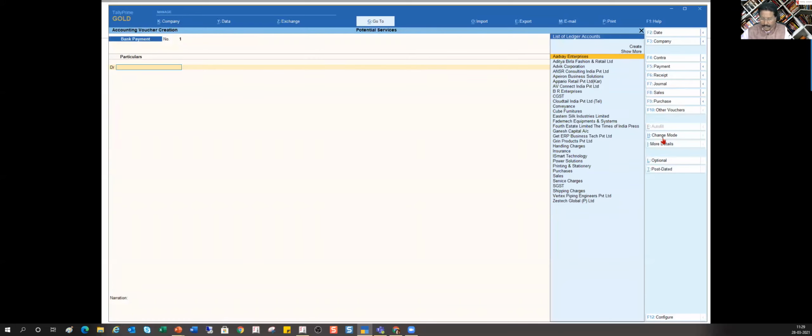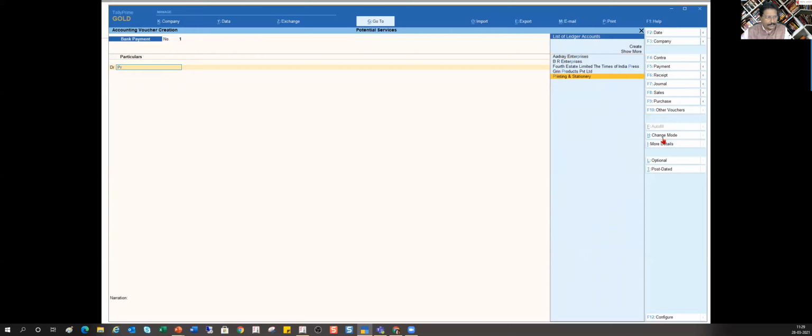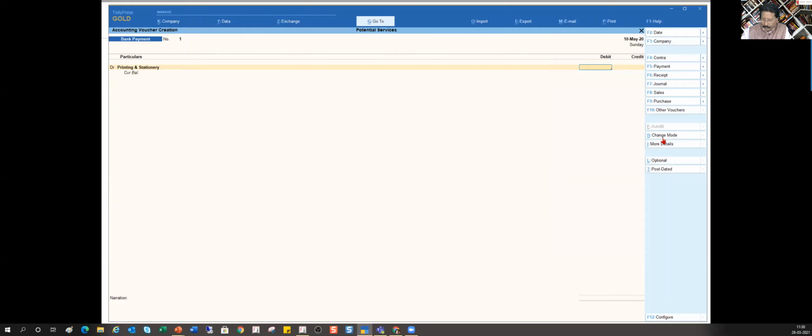So I'm going to debit my, we have already created the printing and stationery ledger. Even though I have not saved the voucher, since we have created and saved this ledger called printing and stationery, that will remain. Only thing is, halfway through, we went out of the payment voucher. So I'm going to select this and enter 2000, enter.